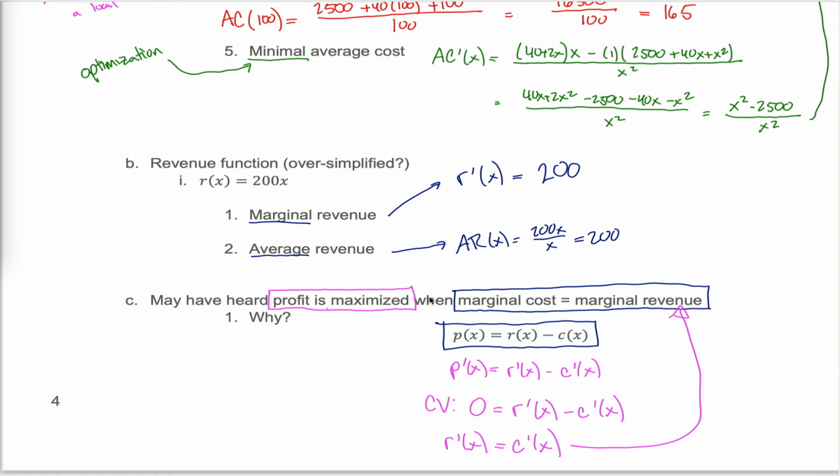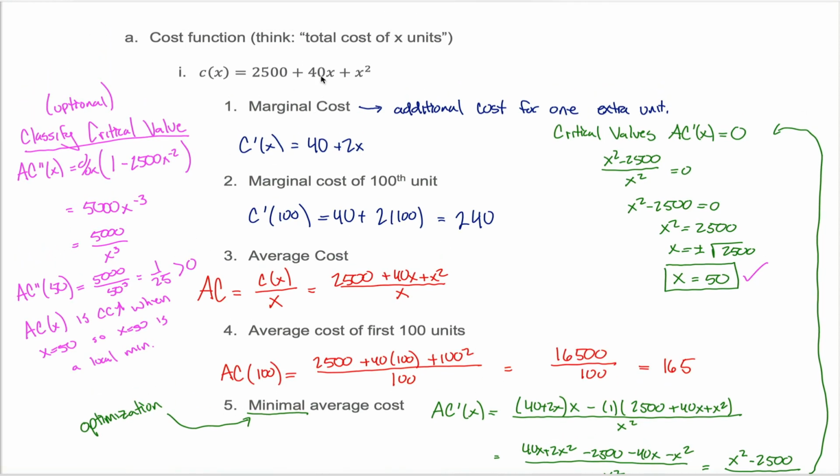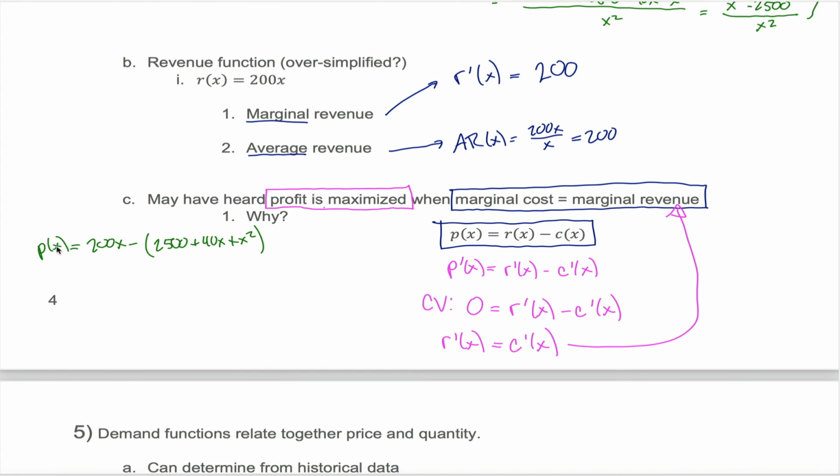You want to see that in action? Sure. Profit is revenue minus cost. Revenue is 200x, given by our revenue function right here. Cost is 2500 plus 40x plus x squared, given by our cost function up here. So the profit that we make from producing x units is 200x minus (2500 plus 40x plus x squared). We can clean this up a little bit by distributing this negative through the parentheses and combining like terms. I get negative x squared, and 200x and negative 40x nets out to 160x, minus 2500. My profit as a function of x is given by this expression.